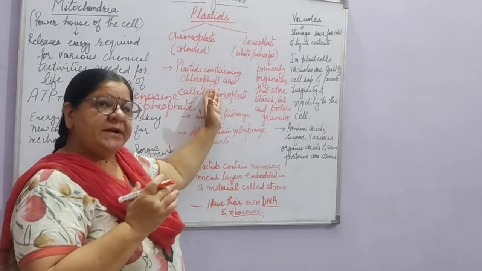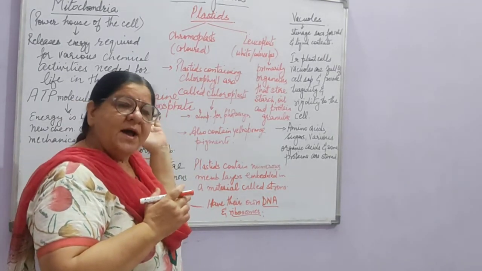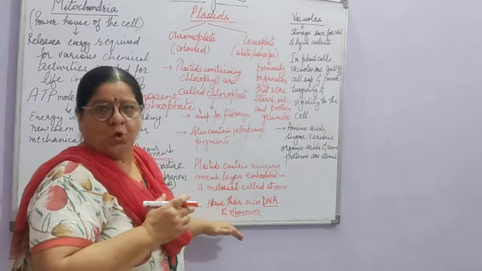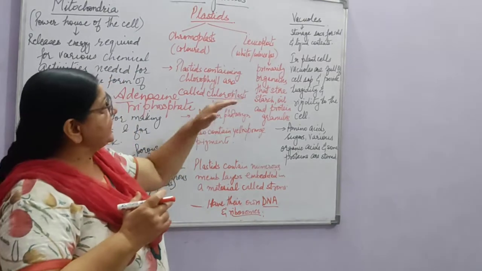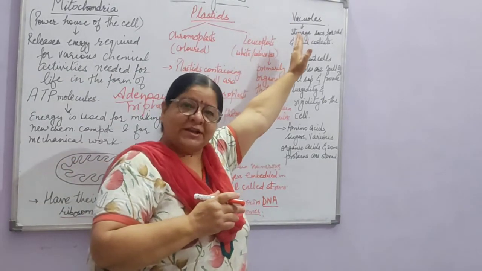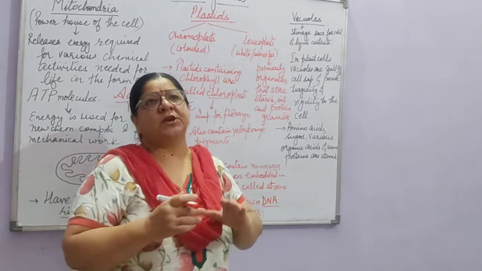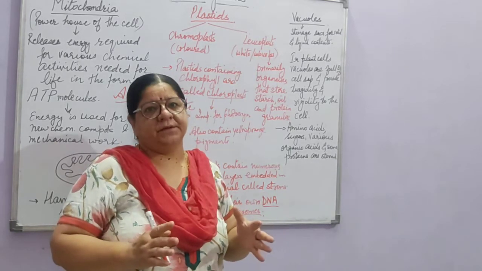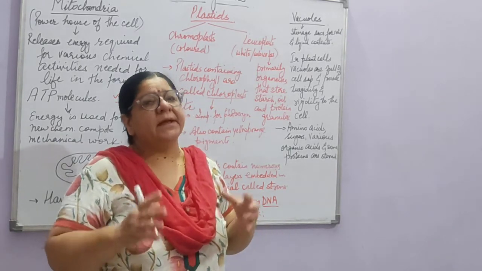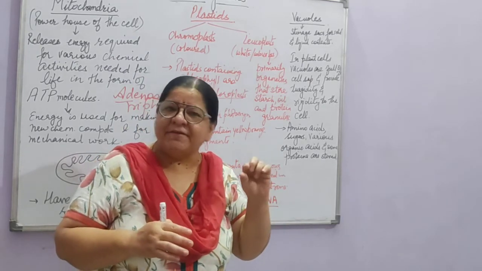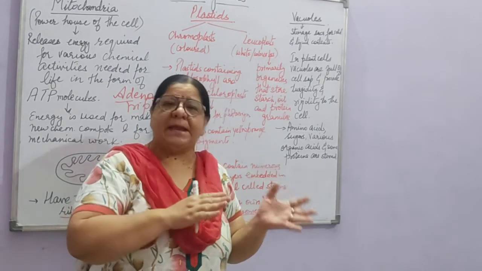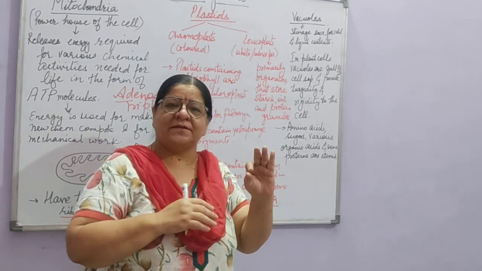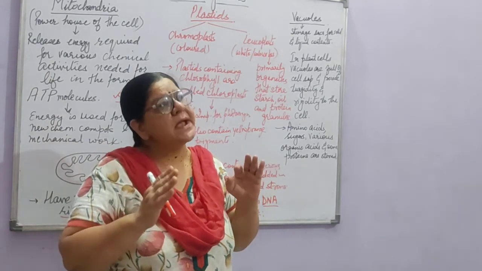Now these plastids, just like mitochondria, also have their own DNA and ribosomes. Next, the last one is vacuoles. These vacuoles are present in very big size in plant cells, but in animal cells they are very small, or they may be absent also. If they are present, they are very small in size, otherwise they may be absent.